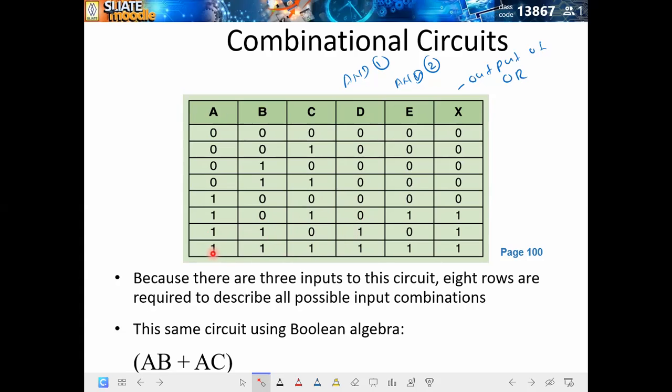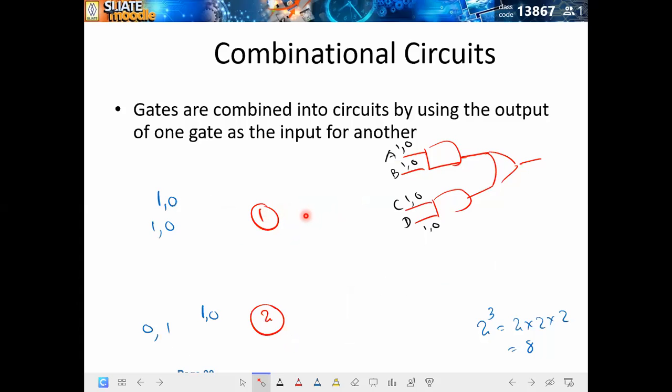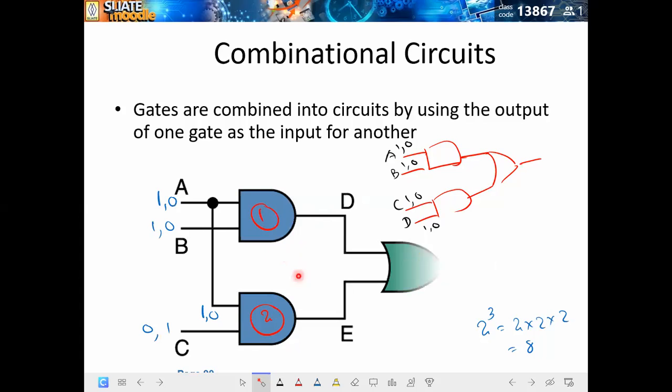Then here in this combination A is 1, B is 1, and therefore D is 1. Why? Because C has no relevance here, children, since D is the output of AND gate 1. Right? So therefore C is not relevant when we calculate and decide the output of this.